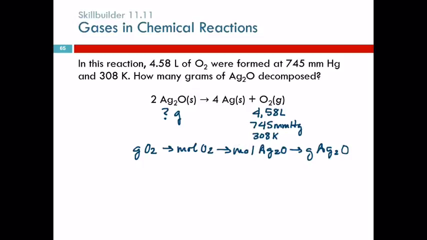So instead of starting with grams of O2, we've got pressure, volume, and temperature of O2. From this information, we can calculate the moles, but we're not going to do it with dimensional analysis. We're going to use the ideal gas law equation.